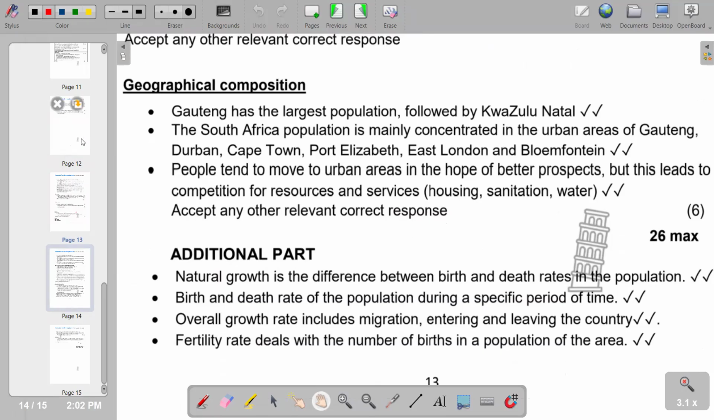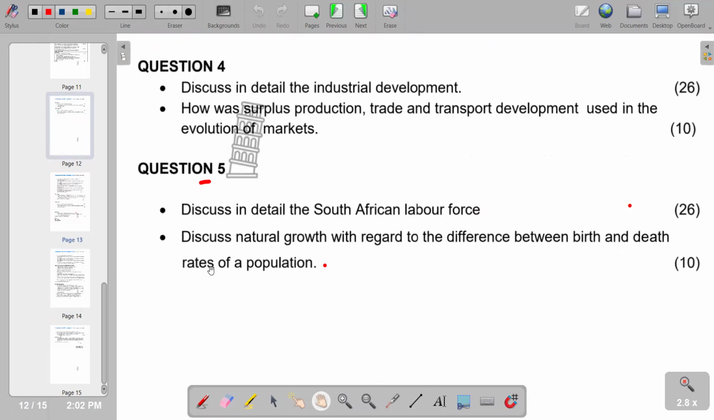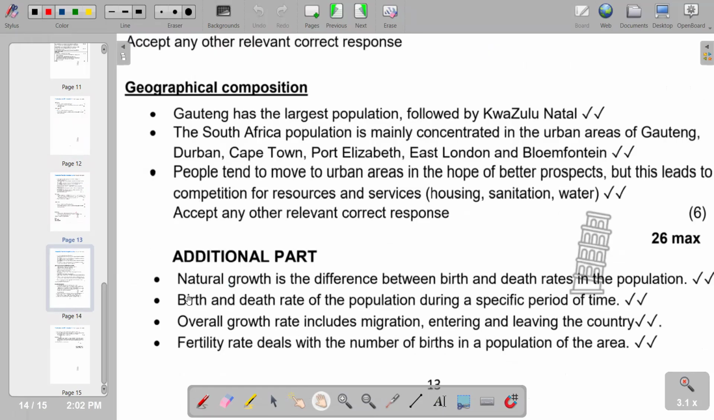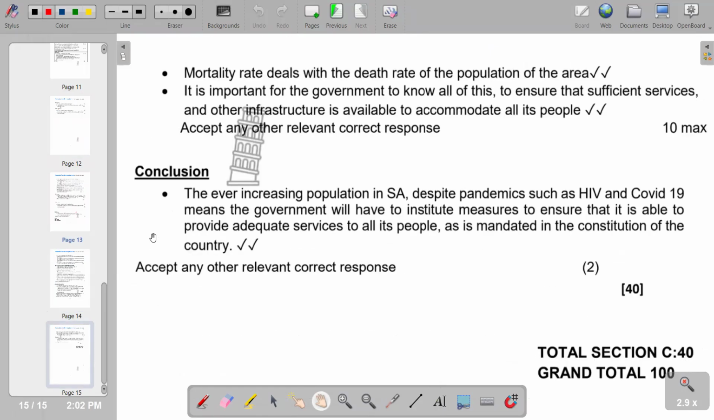Remember, in the additional part, you have to discuss national growth with regard to the difference between the birth and death rates of a population. So national growth basically is the difference between birth and death rates in the population, birth and death rate of the population during a specific period of time. So these are the points that we have within that context. And then finally, you end with your conclusion.